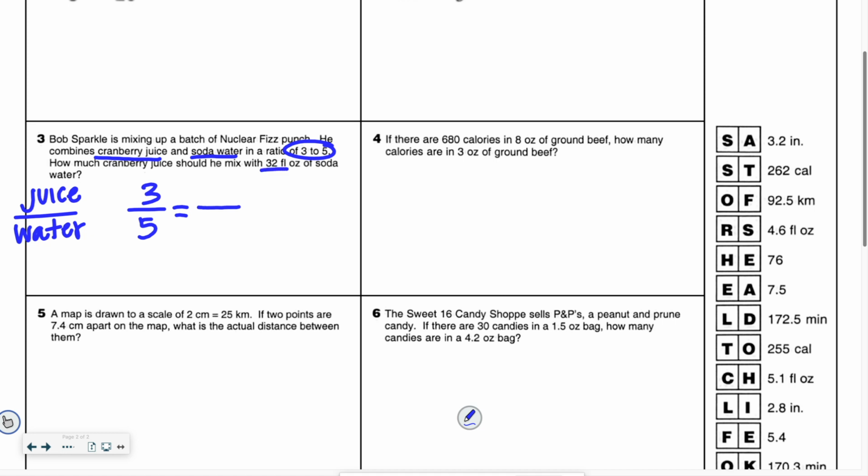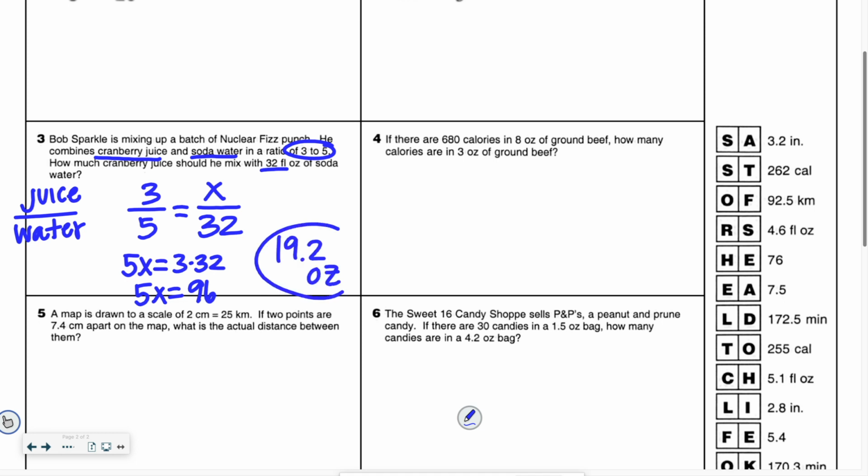Well, since we know we have 32 ounces of soda water, that goes on the bottom. X goes on top. Now we cross multiply. So 5 times x is 5x equals 3 times 32. 5x equals 96. Divide by 5 and we get 19.2 ounces.